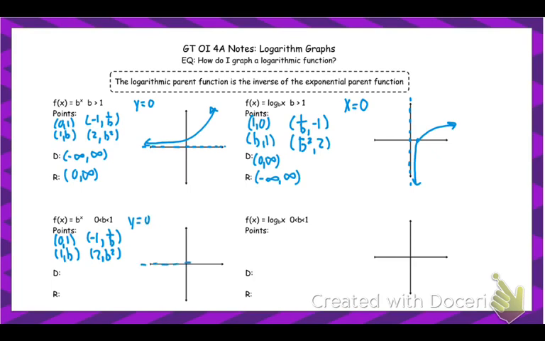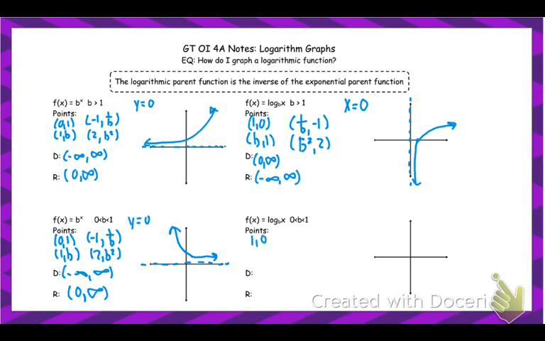None of that changed. But because the base was a fraction, (1, base) would be a smaller value, and the reciprocal of the base would be a larger value. So that graph would look like it was showing decay. But domain and range and those key points really didn't change. So very similar for log.